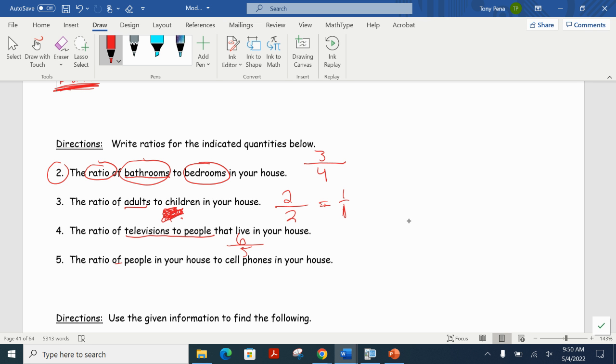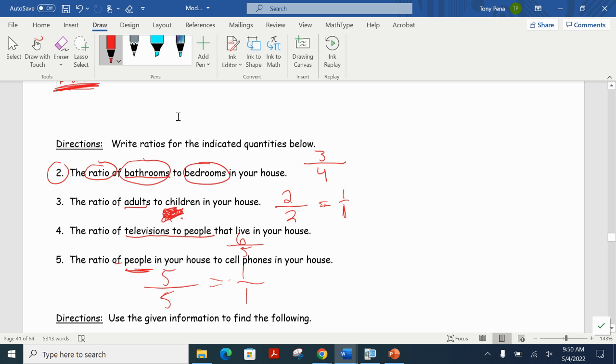What is it? All right, so 3 people, and then how many cell phones? Oh, you have another sibling? Older or younger? Oh, geez, she's old. All right, people in your house, 5, and then cell phones. Yeah, I would imagine for a lot of you, this is a 1-to-1 relationship right there. Okay, but that's our ratio.